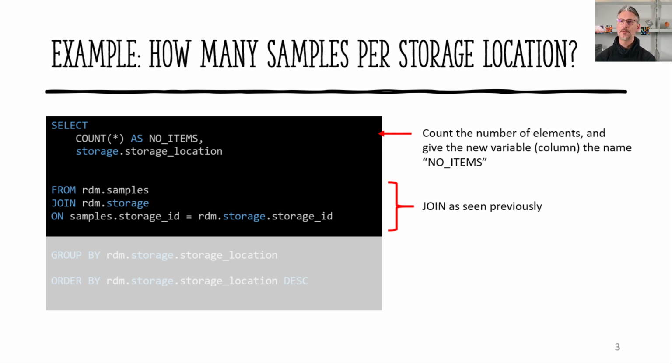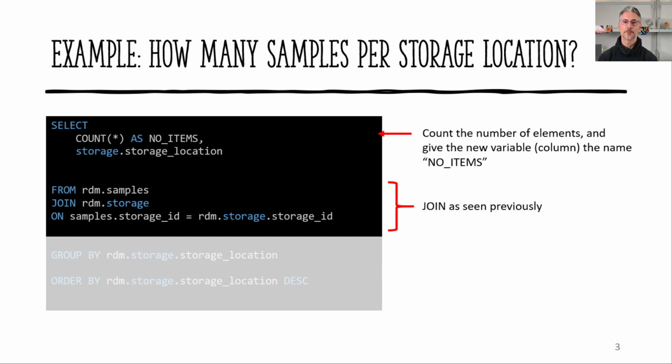For example, we could say how many samples do we have in a given storage location. So we want to count the number of elements and then give this a new variable name, so that in the end we have a table that has a number of items. In our minimalist example, we need to combine the information of samples in storage, because what we want is to have the clear text information. We don't want to handle storage ID as an integer value. We want to see what this corresponds to as a human readable counterpart.